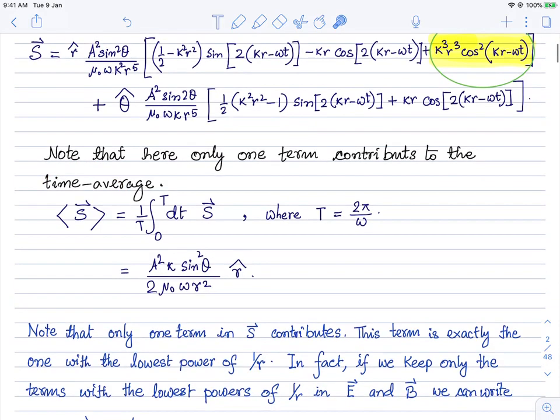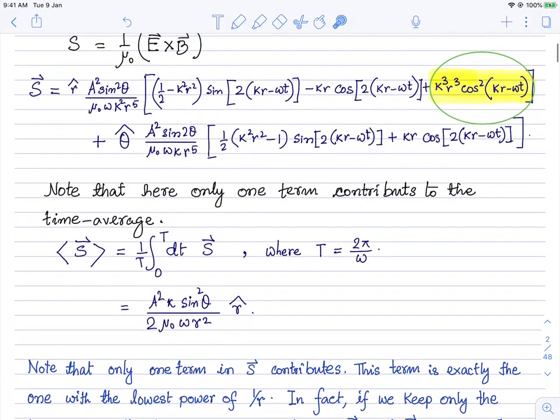Now, there is another thing that is special about this term. Not only does it survive time averaging, it is also the term with the lowest power of r in the denominator. Among all these terms, this is the only term that goes as 1 over r squared. There's an r to the power 5 here, there's an r cubed here, that cancels, and that gives you 1 over r squared. So this time averaged Poynting vector also goes as 1 over r squared.